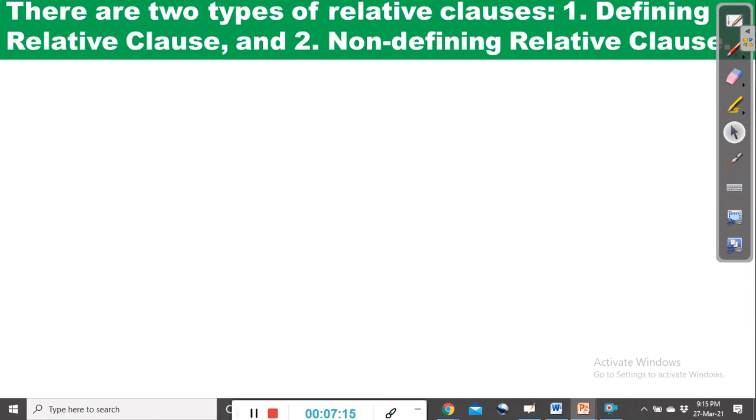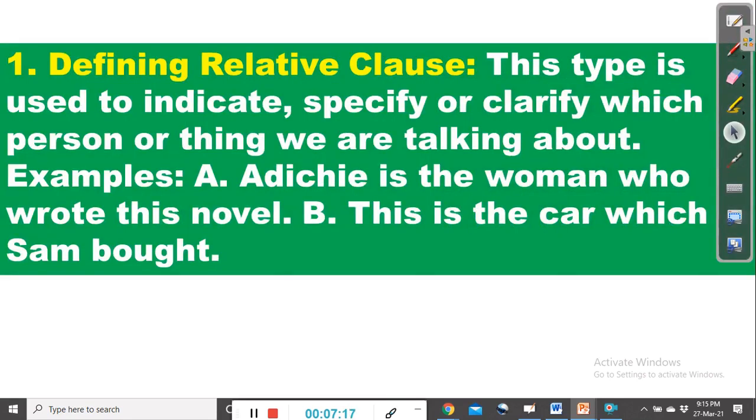Now these are the two types of relative clauses. Let's examine them one by one. Number one, defining relative clause. This type of clause is used to indicate, specify, or clarify which person or thing we are talking about. In other words, it's called a defining relative clause because it directly identifies the person or thing we are talking about. Now, let's look at this example.